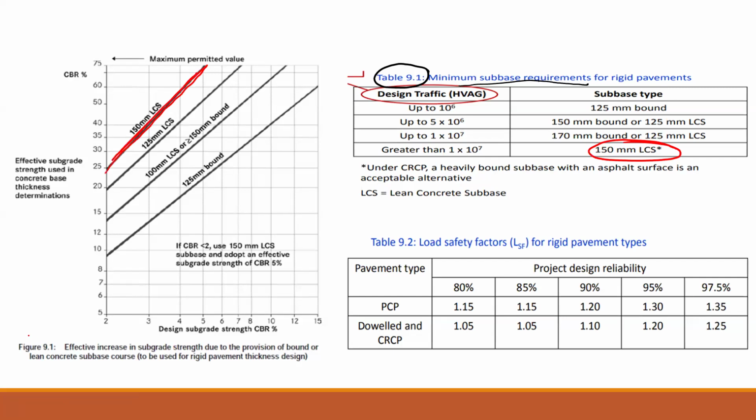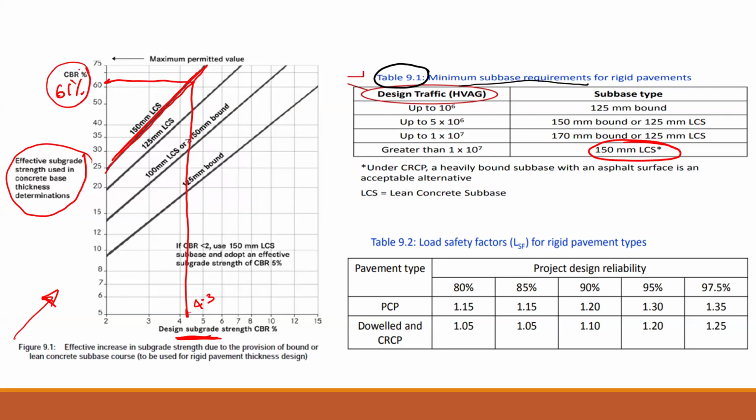This chart here, we can use to find the effective subgrade strength. We found the equivalent value, 4.3. Am I right? So when we put the lean concrete sub-base, you can find out that the effective value will increase to this 61%. That makes sense? So this value again we need for tutorial 10. They're asking us to find it and we found it. All good.